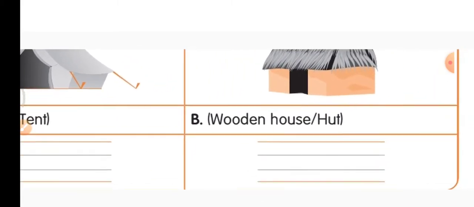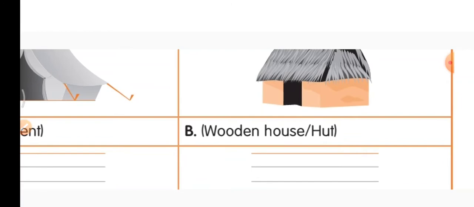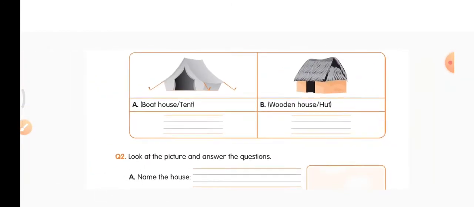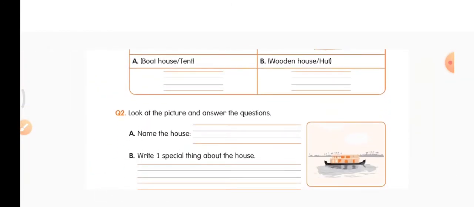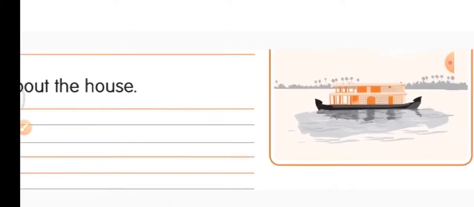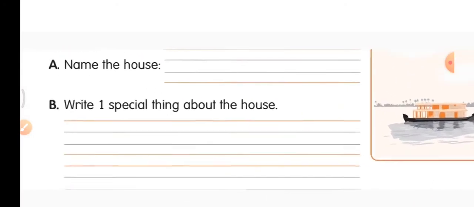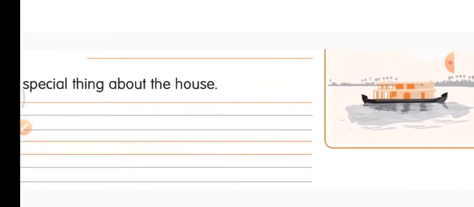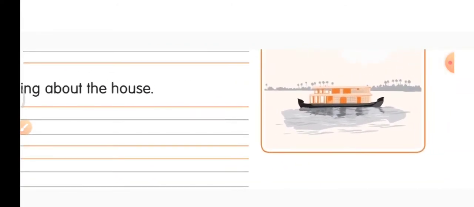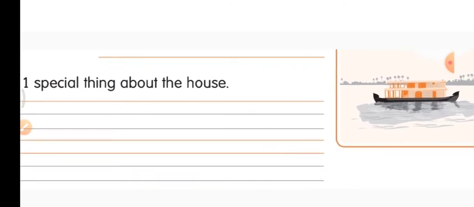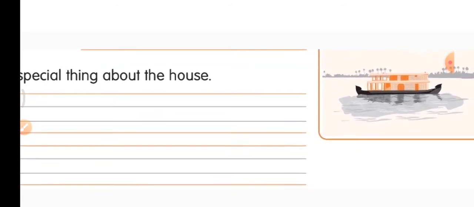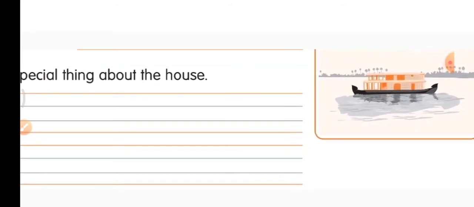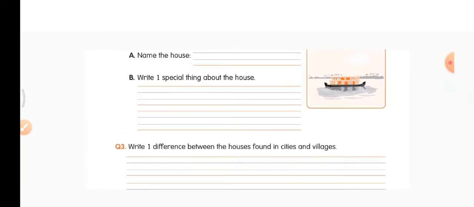Here, is it a wooden house or a hut? It is a hut, so write it here. Question 2. Look at the picture and answer the questions. A. Name the house. So this is a boat house. B. Write one special thing about the house. You can see that it floats on the water. So write, it floats on the water.